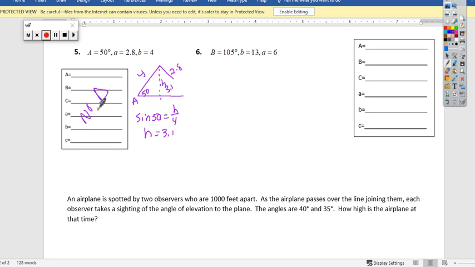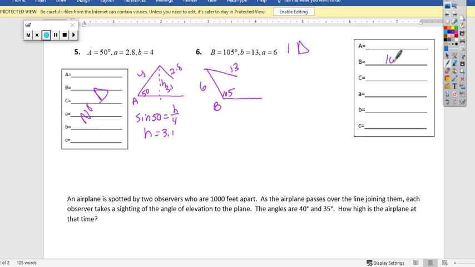The last one here at B. Again, that's an obtuse triangle. We got 105. This is angle B. So the side across is going to be 13. You're always going to put the third side over here to the left. I can see 13 is bigger than 6. That means we have one potential triangle.